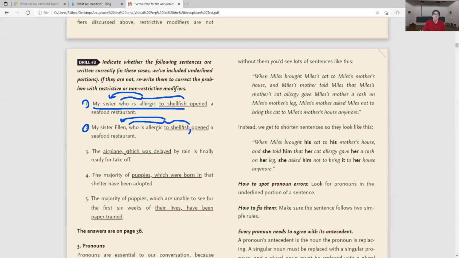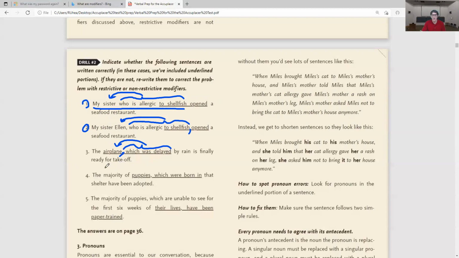We have to assume that's correct. We've got the airplane, which was delayed by rain. So the best way to understand this sentence is that the airplane which was delayed by rain is finally ready for takeoff. So that specific airplane, the one that the essential information is, it was the one delayed by rain, goes with the airplane. So there does not need to be a comma there. We can take out the comma. The airplane which was delayed by rain is finally ready for takeoff.